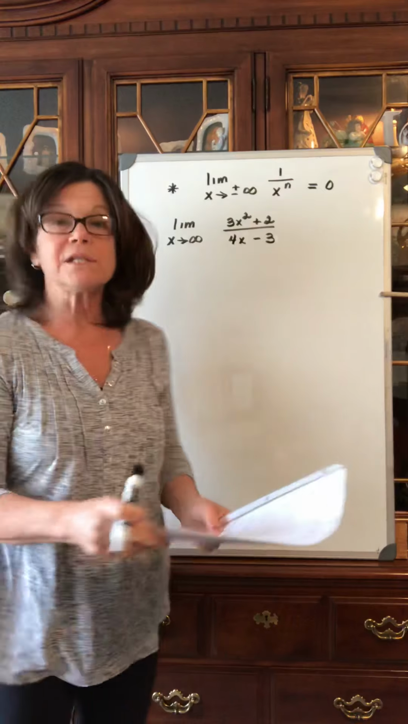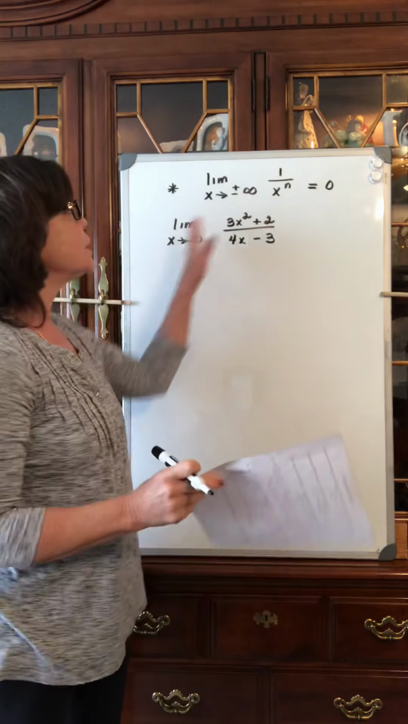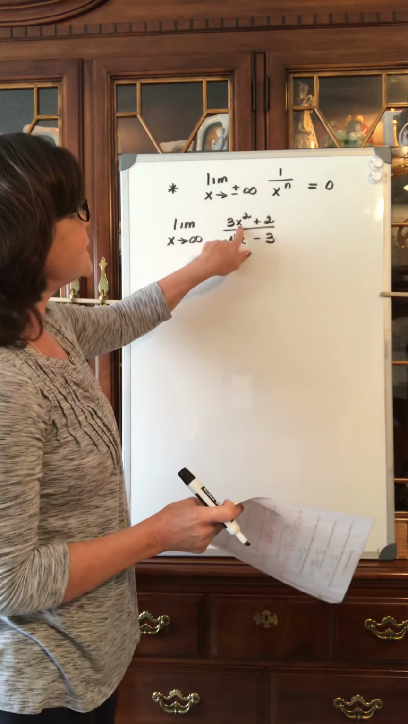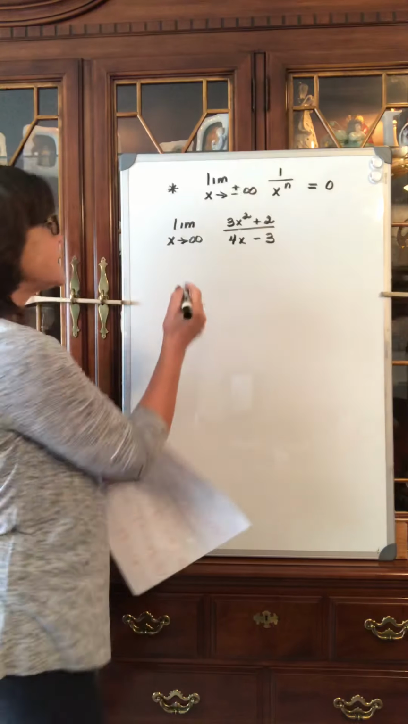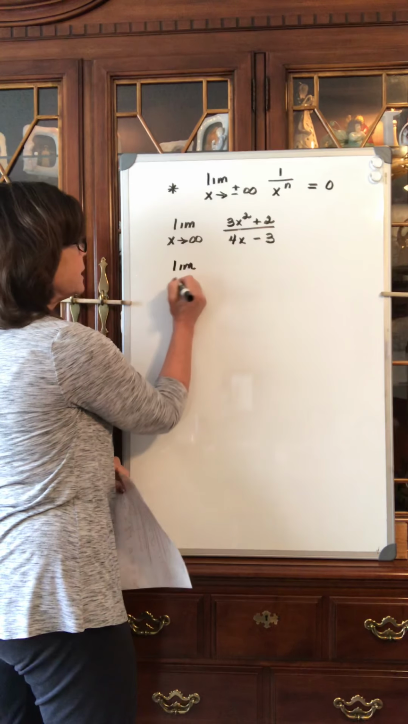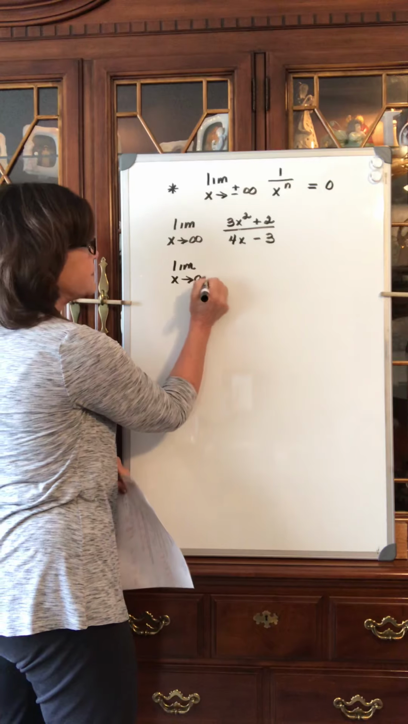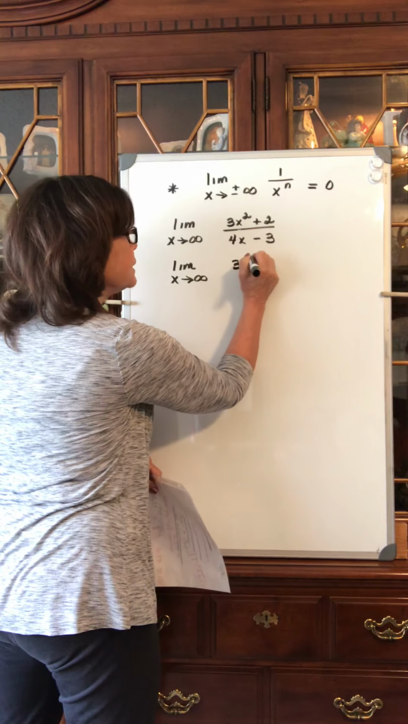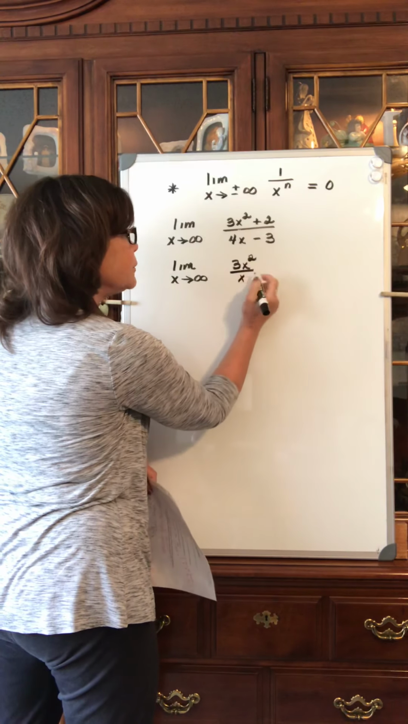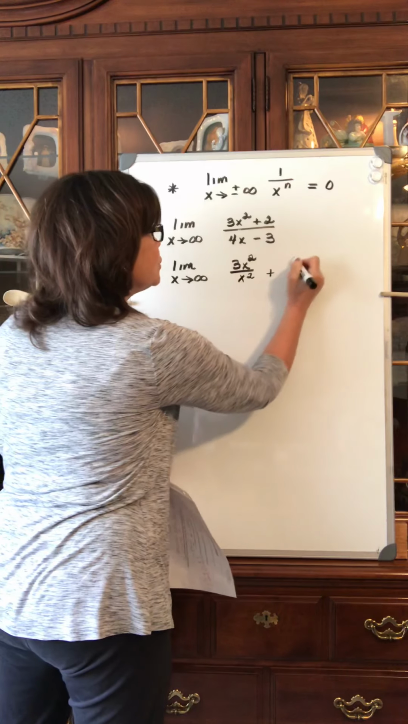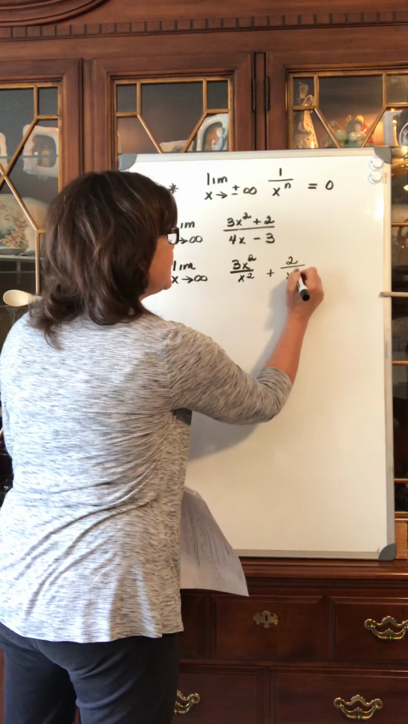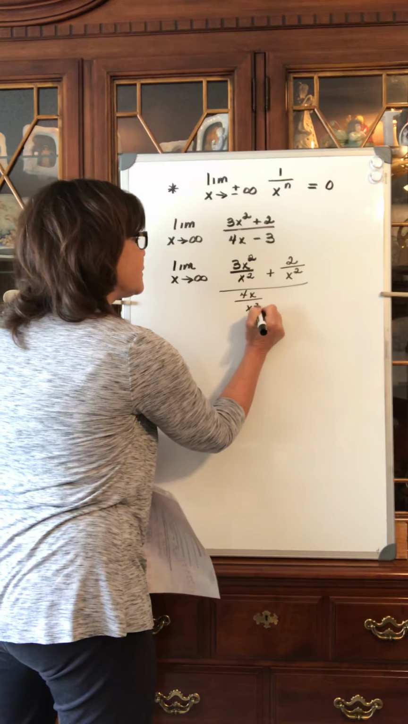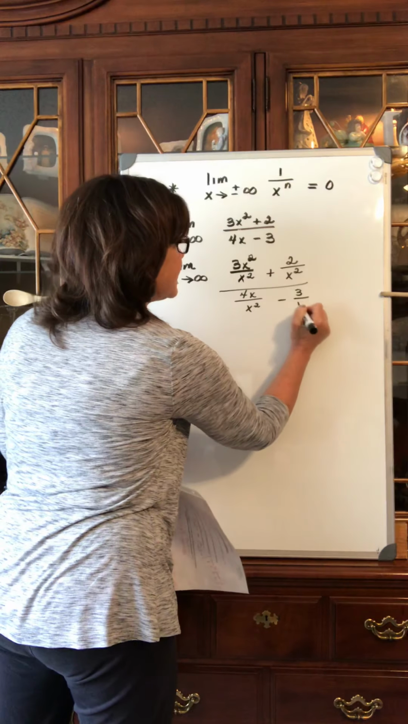Okay, so first thing we need to do, because this is a limit to infinity, we're going to look at everything in this rational function. We're going to divide everything by the highest exponent of x. The highest exponent of x is x squared. So the next step is I'm going to keep my limit notation in there. As x approaches, again, it doesn't matter if it's positive or negative infinity, I'm going to divide everything by the highest exponent of x, so 3x squared divided by x squared plus 2 divided by x squared, over 4x divided by x squared minus 3 divided by x squared.